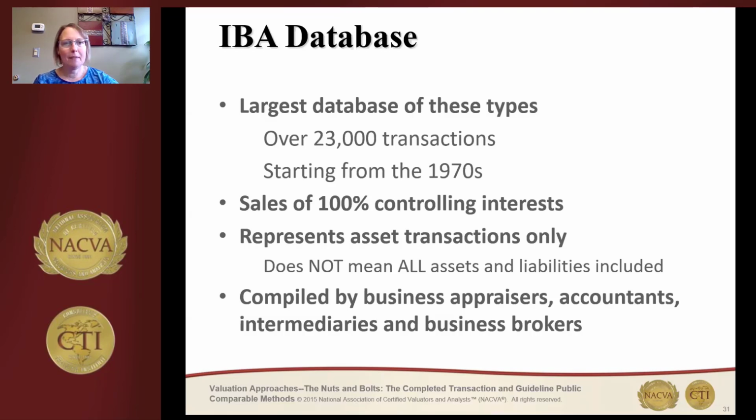All right, so the IBA database, that's the largest database of databases. There's over 23,000 transactions starting back from 1970. They are sales of 100% controlling interest, so the entire business sold. It represents asset transactions only. It does not mean that all assets and liabilities were included. And again, that's one of those limitations, right? If we're going to rely heavily on the market method and we're going to use some of these transactions, then we're going to want to dig down into the actual transaction and understand what was included in that transaction and what was not.